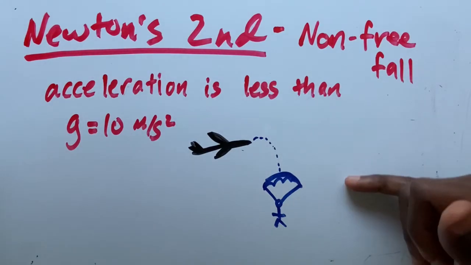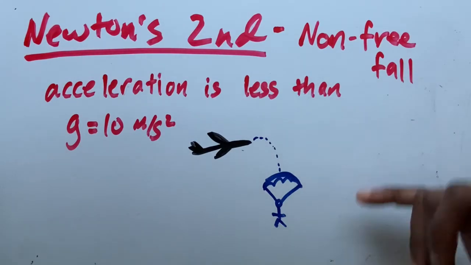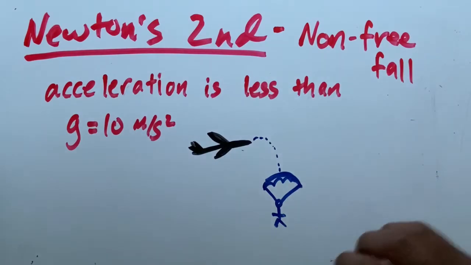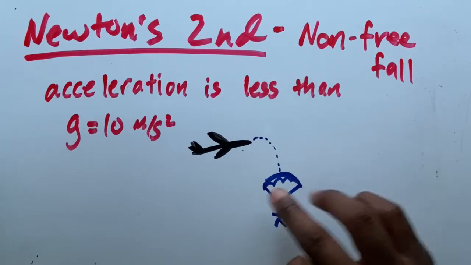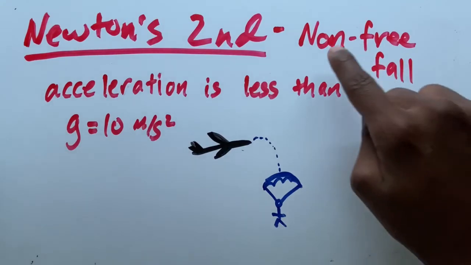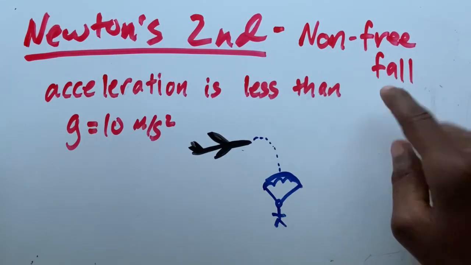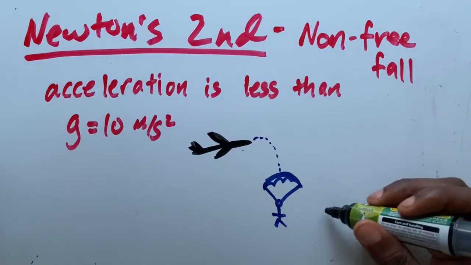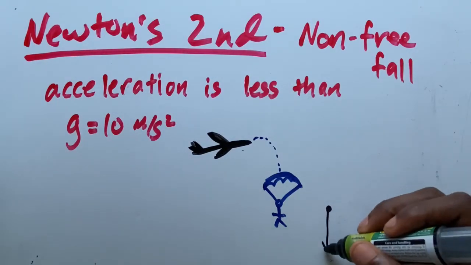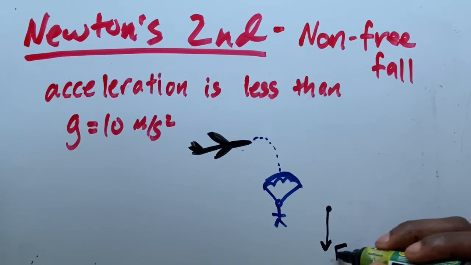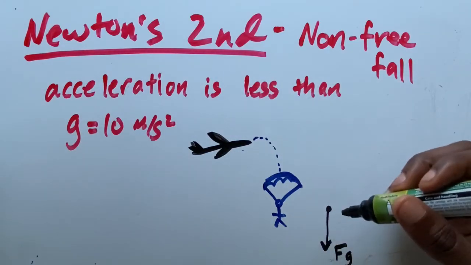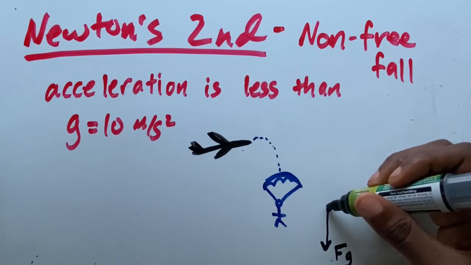Because the longer you fall, the faster you go, right? As we've just seen for an object that's in free fall. But now that your parachute is open, you're in a non-free fall scenario, because now we have the force of gravity pulling you downwards. Now you also have an upwards force pulling you upwards.